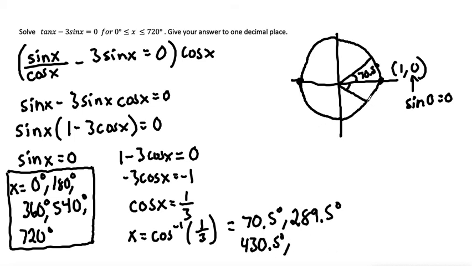And also our 289.5 solution, if we go all the way around the circle again, we would get to another solution as well. So 289.5, we need to add 360 to that, and we get 649.5 degrees. And if we continue further than 649, like if we added 360 again, then we would be higher than 720. So this gives us our remaining 4 solutions that we were looking for.